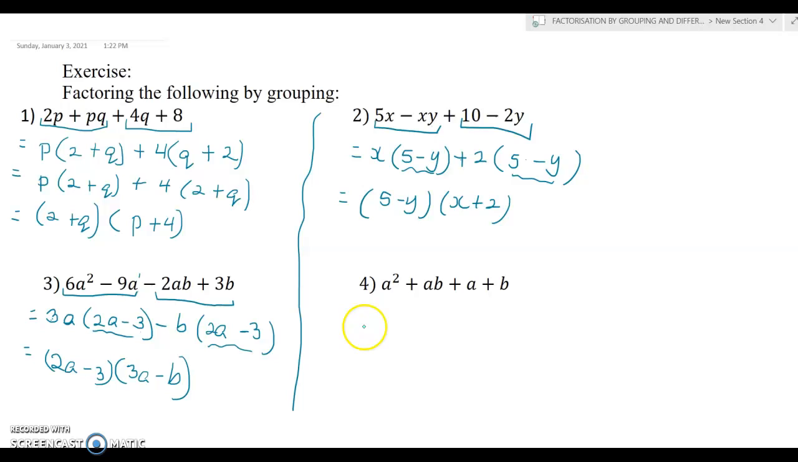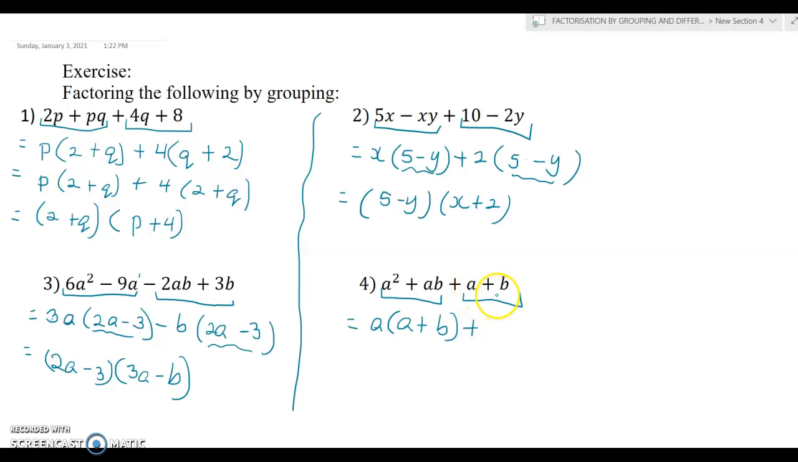And our last question here, a squared plus ab. Pair them off. Everything is positive, so you don't have to worry about any negative signs. So a squared plus ab, you're going to pull out the a. Whenever you have a squared and you have a alone, you pull out the a. So a by a will give me back the a squared, plus a by b will give me back ab. And then plus here, we have just simply a plus b.